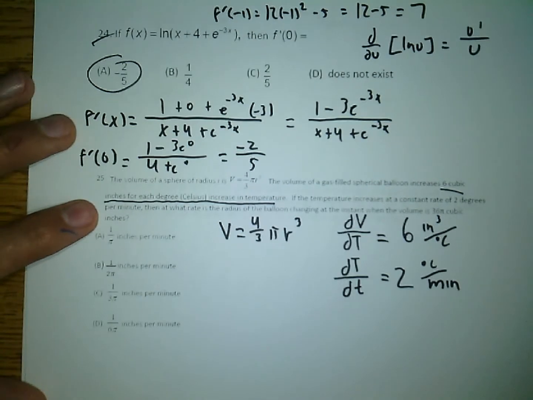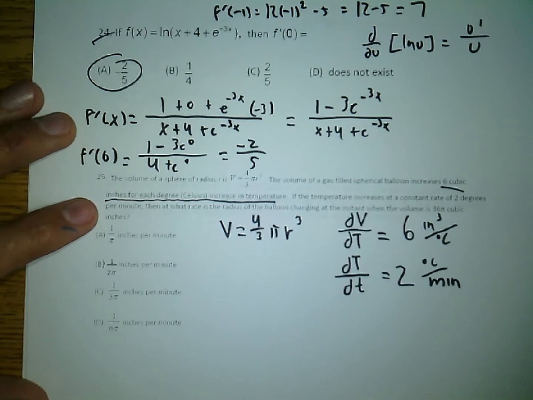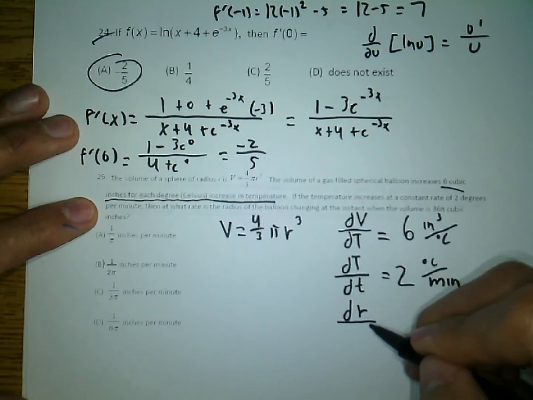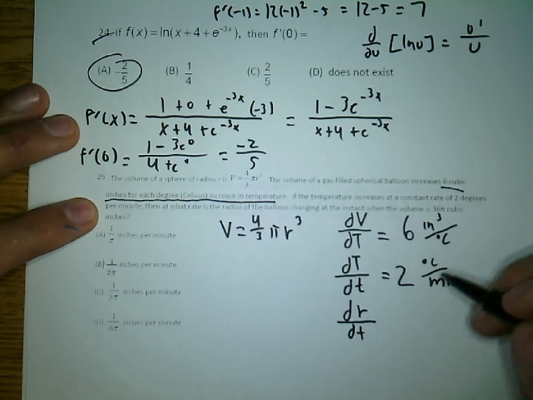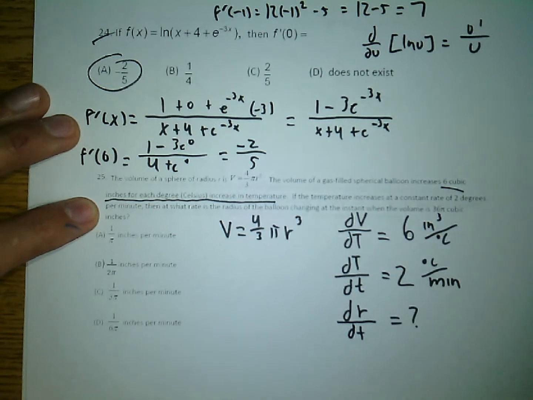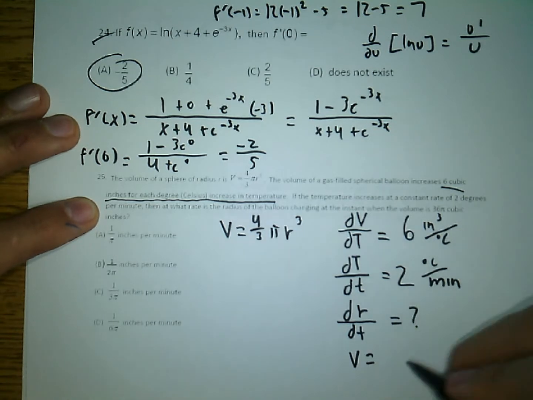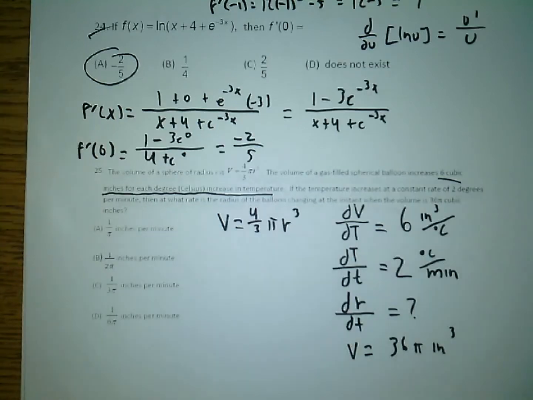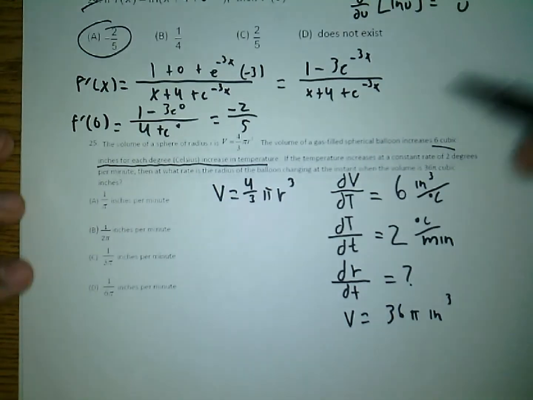Okay. It says at what rate is the radius of the balloon changing over time when the volume is equal to 36 pi cubic inches? All right, so that's all the information that was given to us. Let's see what we got.